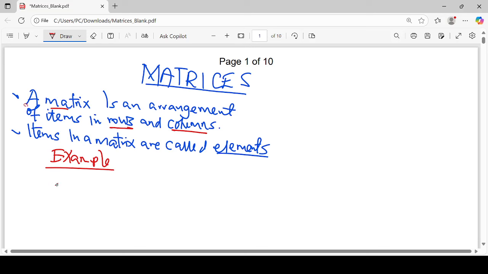If I have elements A, B, C, and D, and they are wrapped in brackets, then that is an example of a matrix. And if I say that K is equal to A, B, C, D, this is matrix K, whose elements are A, B, C, and D. Because they are wrapped inside brackets, you can see the elements have been arranged in rows and columns. The name of the matrix is in capital letters. You can see my K is in capital letter.